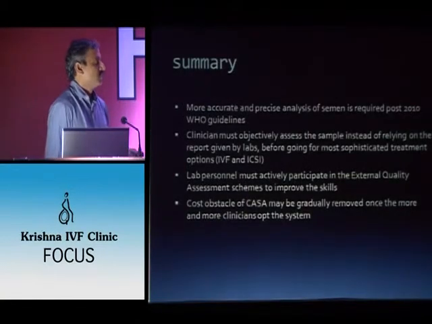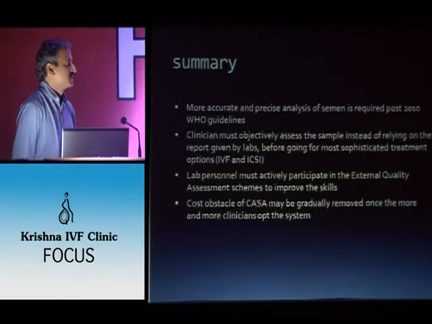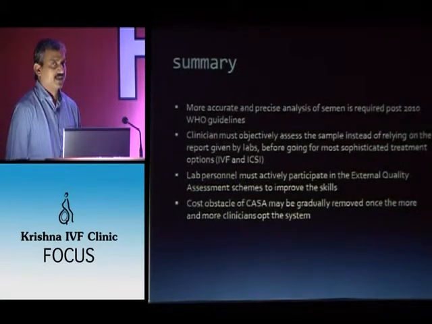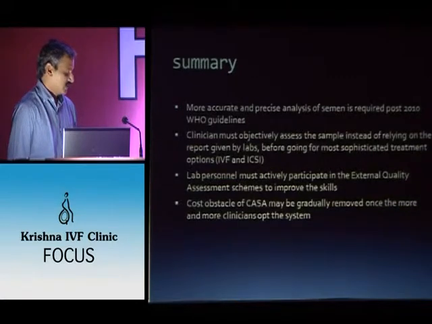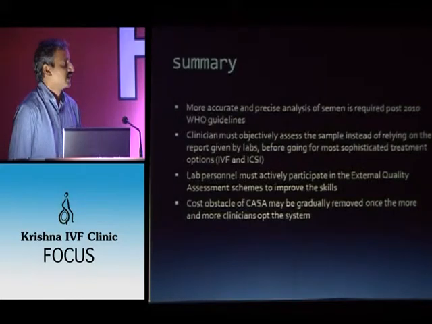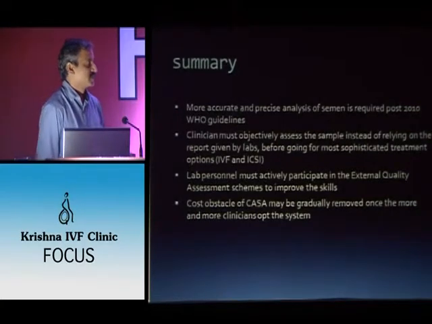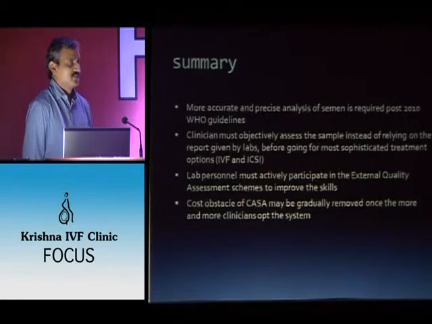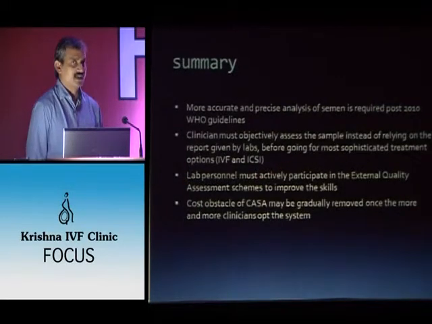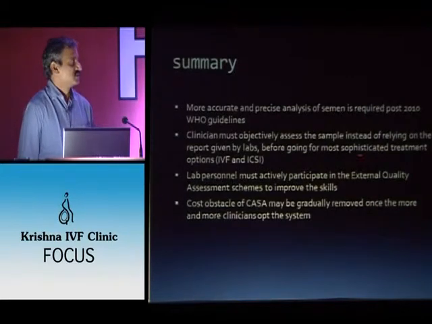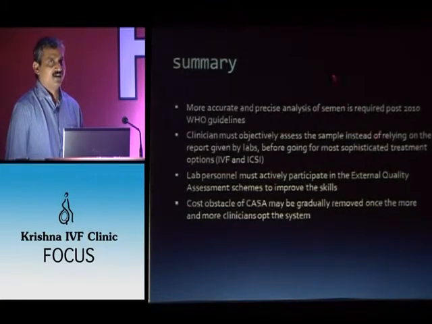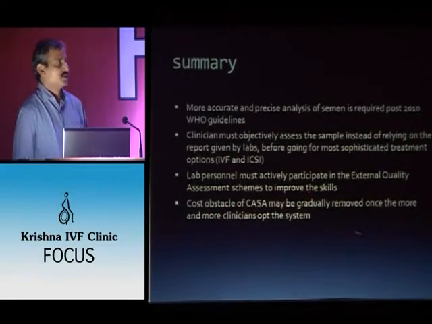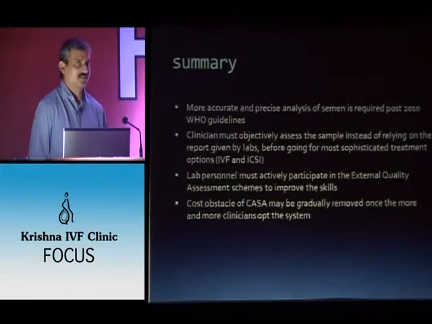So now, a more accurate and precise analysis of semen is required post 2010 WHO guidelines. Clinicians must objectively assess the semen sample instead of relying on the report given by the laboratories before they go for more sophisticated procedures like IVF and ICSI. Lab personnel must actively participate in quality control systems to improve their skills if they are adopting manual techniques. The cost of CASA may gradually reduce once more and more clinicians opt for the system.